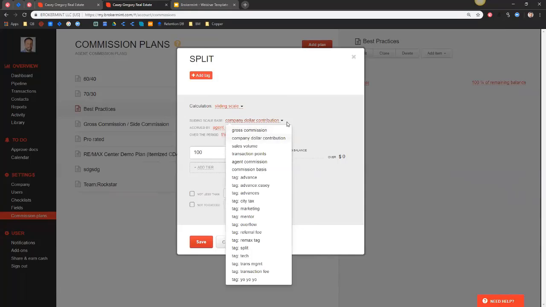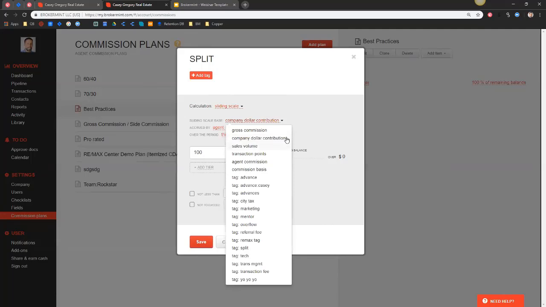The next one we have down here is company dollar contribution. This is defined by dollars that the agent pays to the company. A good example of that would be if an agent had a 70-30 split with their brokerage, that 30% is money leaving the agent's hand and going to the brokerage. So it therefore is going to count towards their company dollar contribution. Other instances would be any deductions that are reducing the agent's commission and being paid to the company.